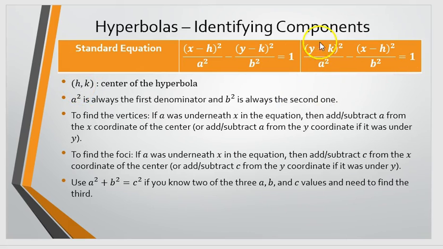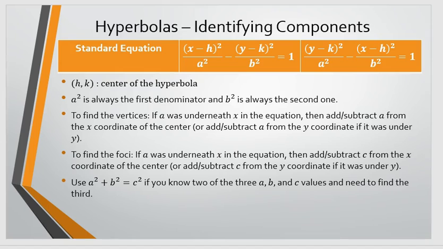If it was this other form, so Y came first, then you will take that A value and add and subtract it from the Y coordinate of your center instead, so the K value. Finding the foci will also be similar. You will again look at what A was underneath in the equation. If it was underneath the X, then you're going to take your C value and add and subtract it from the X coordinate of the center. And again, vice versa, if A was underneath the Y variable, then you will be adding and subtracting C from the Y coordinate of your center.